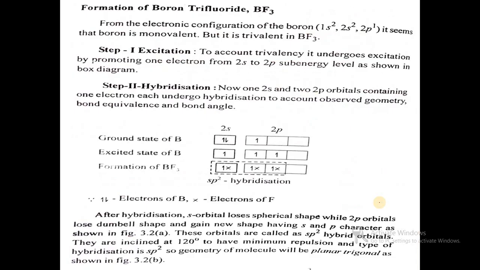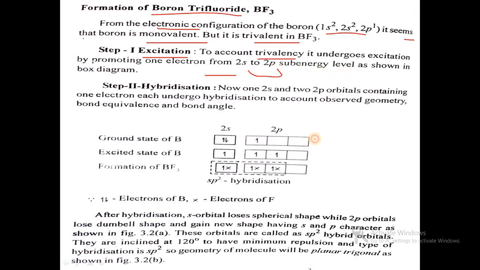So in the case of BF3 molecule, we will see details about the formation of BF3 molecule, that is boron trifluoride molecule. From the electronic configuration of boron, that is 1s2 2s2 2p1, it seems that boron is monovalent, but actually it is trivalent. So the first step is excitation. To account for this trivalency, it undergoes excitation, promoting one electron from 2s to 2p, as shown in the box diagram below.